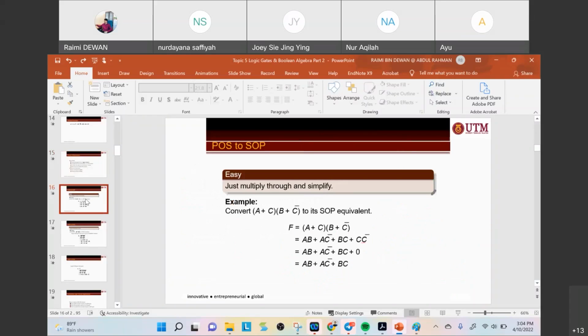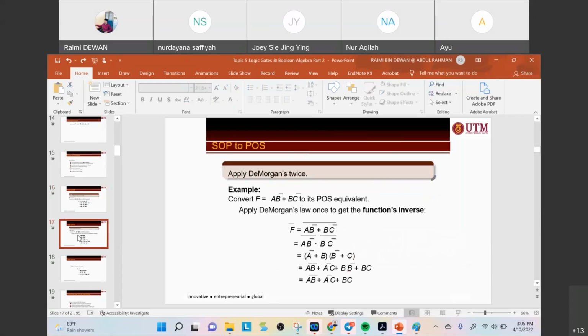Okay, this one you guys can try. First, you see this is product of sum to SOP. Product of sum, product and sum inside. Convert to its SOP equivalent. So what you should do is that you expand the form until like this, AB, ACB, BC, and this one. And this one results in 0, right? So this is your SOP. You can try this from the other way around. Try on your own whether you can get this one. You should be able to get it.